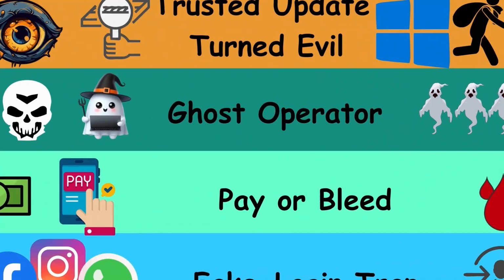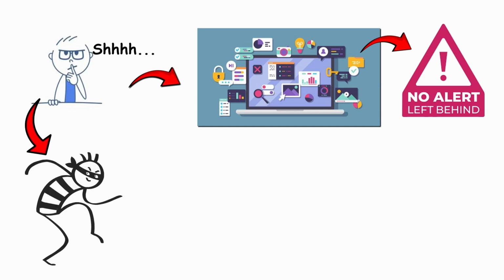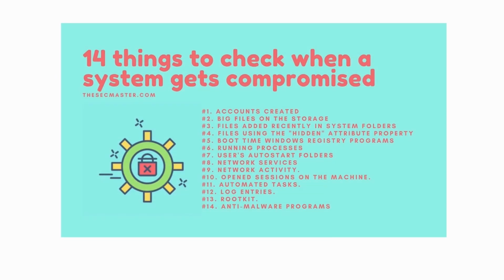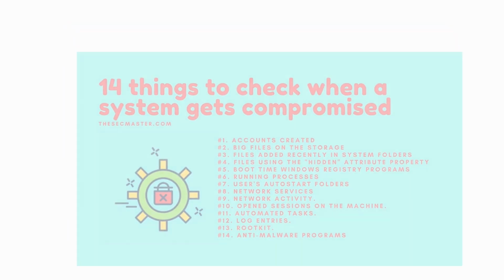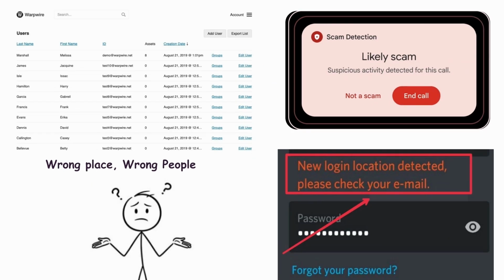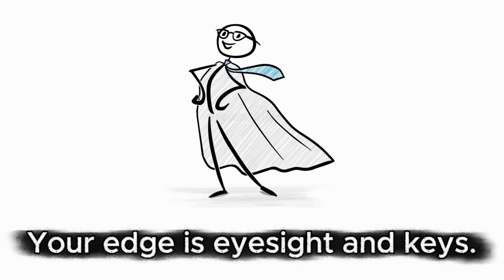Level 4. Ghost operator. This level is quiet intruders who use your own tools so alarms don't ring. They take small steps, work at odd hours, and blend into normal activity. You catch them by behavior, not signatures. A new legit scheduled task, an admin tool where it shouldn't be, or logins that look valid but feel wrong. Your edge is eyesight and keys.